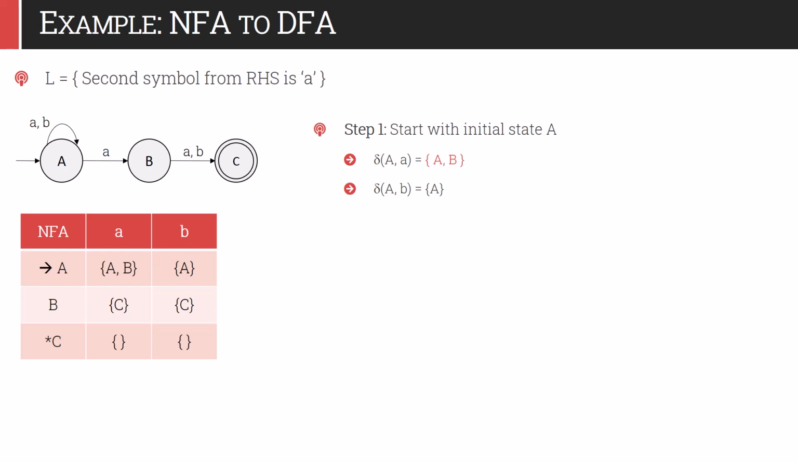Now we will start with the initial state and we will find out delta transition on both the inputs a and b. So on input alphabet a, the transition leads to the set of states A and B, and on input b it goes to state A. AB is a new state. We have to keep generating successors of newly generated states until all states are processed. This is our partial DFA for step 1, where on reading a it is going to state AB and on reading b it remains on the same state.